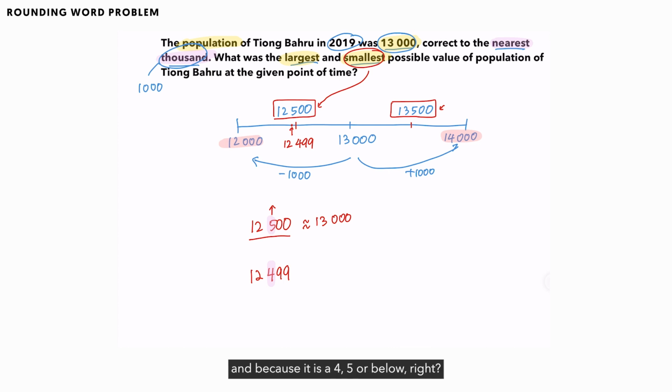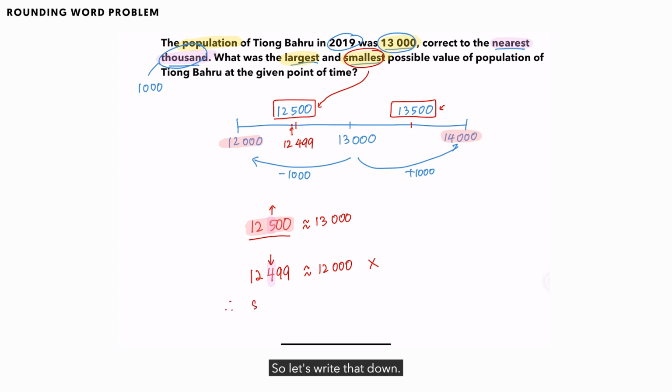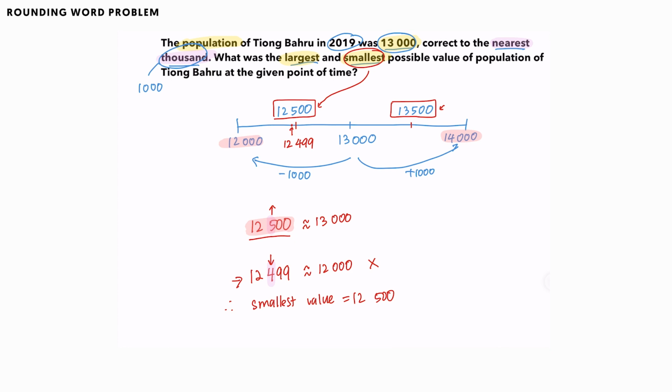And because it is a 4, 5 or below, right? So this is a 4. 5 or below means you need to round down. And this means that I get back my 12,000, which is not what I want. So that's why the smallest value over here will be my 12,500. So let's write that down. The smallest possible value is 12,500. Like I've proven to you, you cannot go anywhere below 12,500.